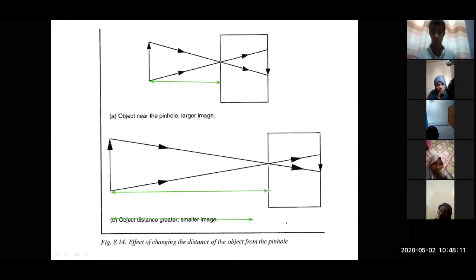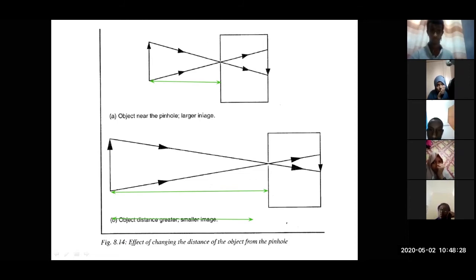Please, I'm answering the question for one of you. So this object distance is small. Then look at the size of the image. It's bigger. And then this object distance is too big. The image is too small.